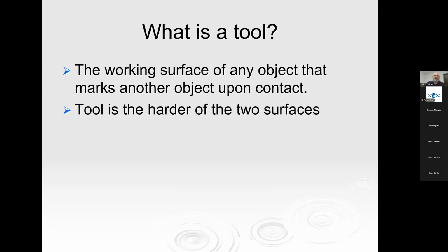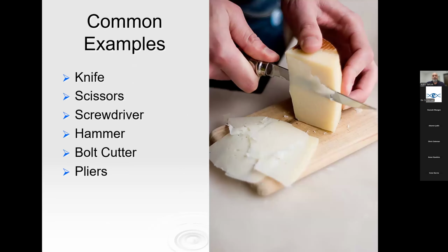So what is a tool, you may ask? A tool is the working surface of any object that marks another object when in contact. And the tool is the harder of the two surfaces. So here's some examples of tools. You got knives, scissors, screwdrivers, hammers, bolt cutters, pliers, firearms. But a good example would be a knife. So the knife is the tool cutting through a slice of cheese. As everybody has probably observed, especially if you're using a serrated blade, when you cut off a slice of cheese, you'll see the blade marks on there.